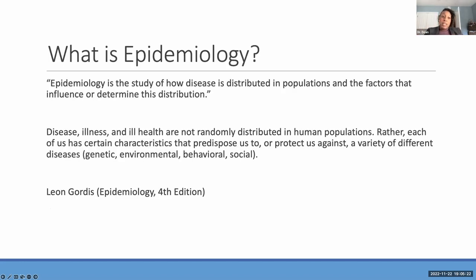So before we go into social epi, let's start with what is epi. Epidemiology is defined as the study of how diseases are distributed in populations and the various factors that influence or determine that distribution. It's the idea that disease, illness, and health are not randomly distributed in populations, but instead that there are certain characteristics that make some people more or less likely to get disease or stay healthy. That could be genetic, environmental, behavioral, or social factors.